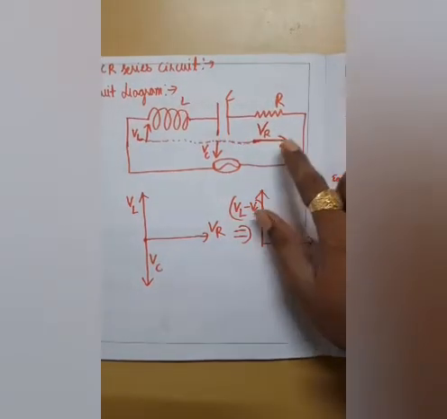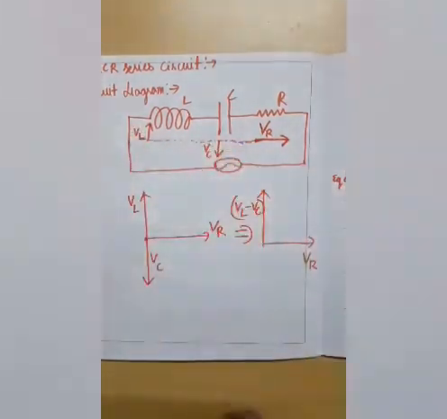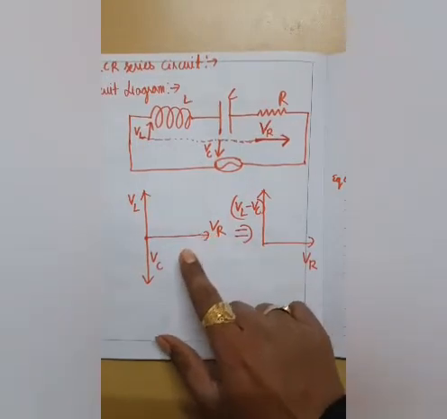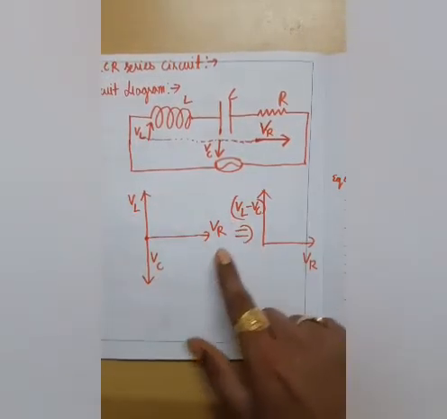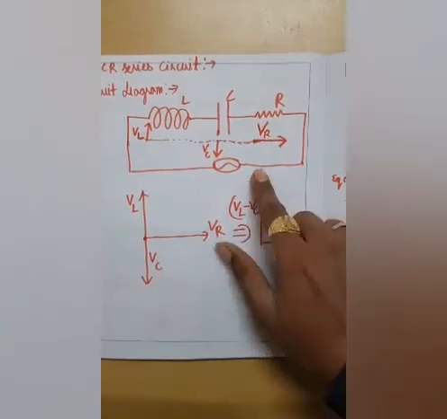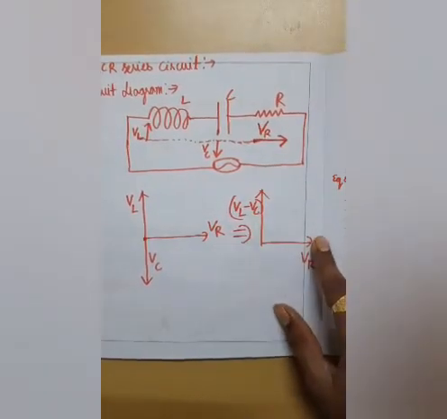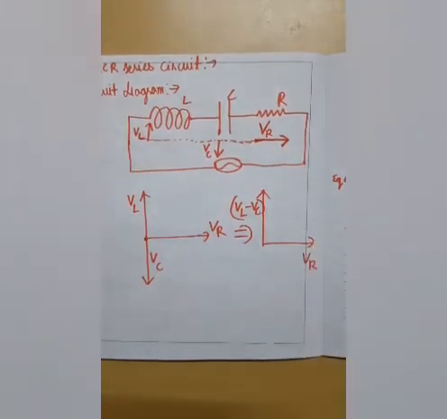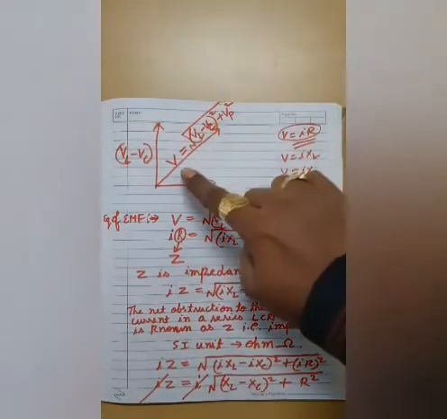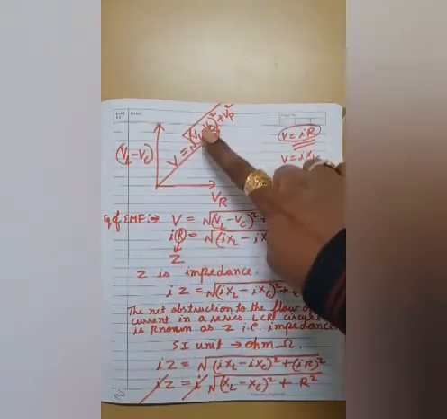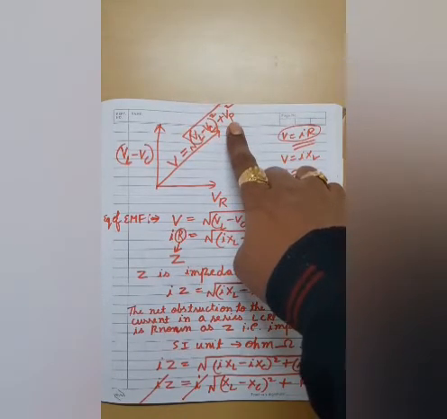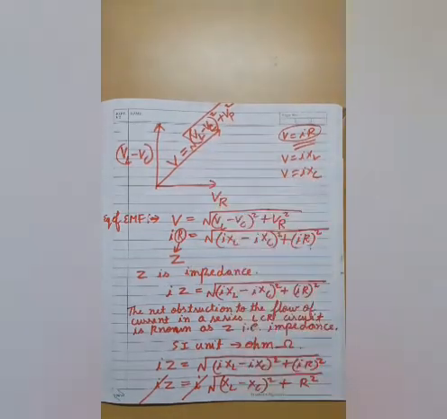Now if I combine all three arrows, we'll get this diagram: VL, VC and VR. So if we simplify this diagram, VC is in the opposite direction, so we'll get VL minus VC here, and this is VR. So what would be the resultant? This would be the resultant. This is the resultant vector where I have written V is equal to under root VL minus VC whole square plus VR whole square. This is VR.